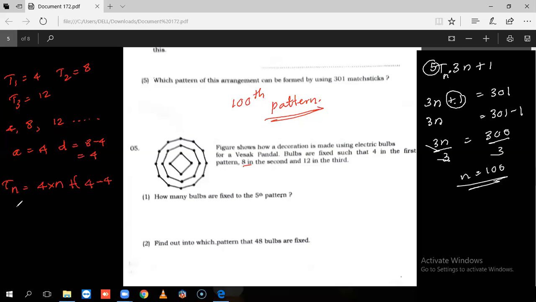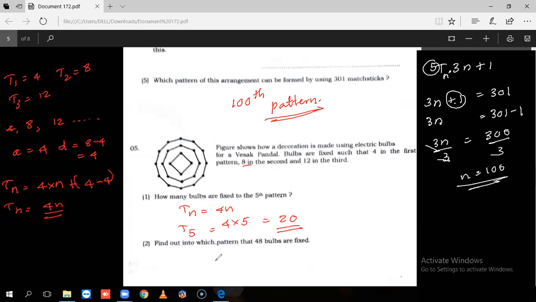Then Tn is a multiple of 4, so we get the general term 4n. We can write here Tn equals 4n. Then the fifth pattern, T5 equals 4 into 5. There are 20 bulbs in the fifth pattern. Find out into which pattern 48 bulbs are fixed.